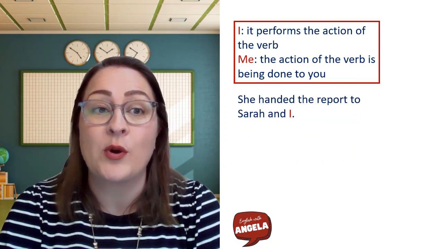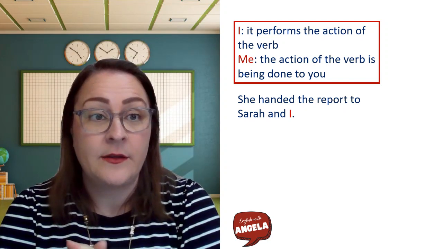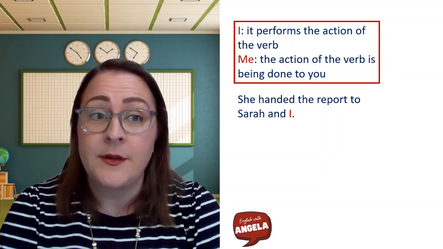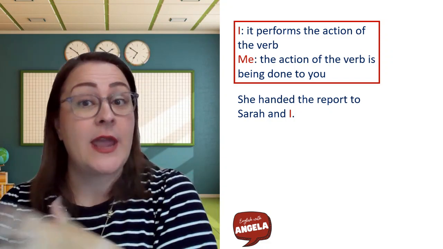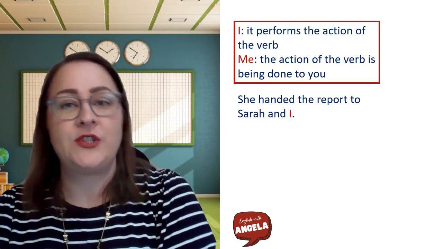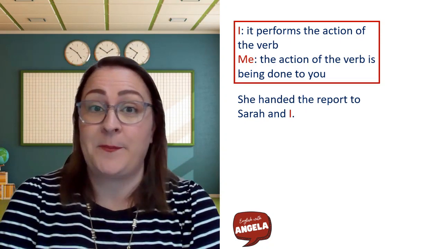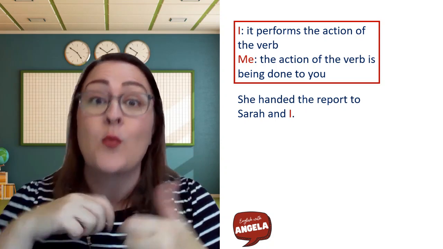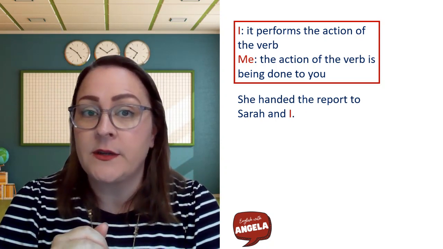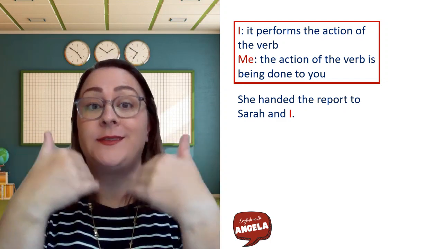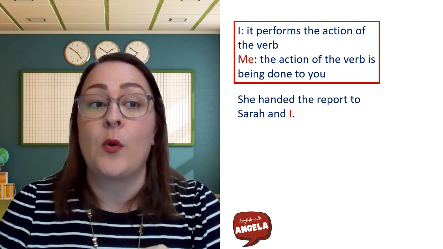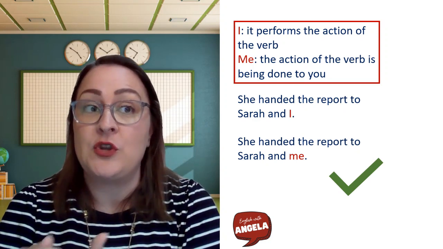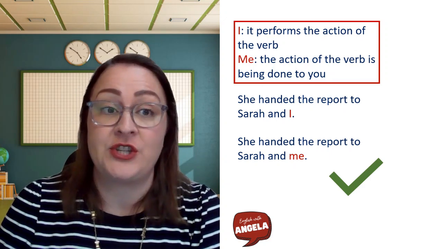She handed the report to Sarah and I. This is a very common error because in sentences we say Sarah and I went to the store. Sarah and I went to the party. Sarah and I like to eat ice cream. So here we want to add Sarah and I. But are we doing the verb? Are we handing the report? No, right? It's being done to us. So we're going to say she handed the report to Sarah and me. Yeah, so use me as the object of the preposition to, okay?